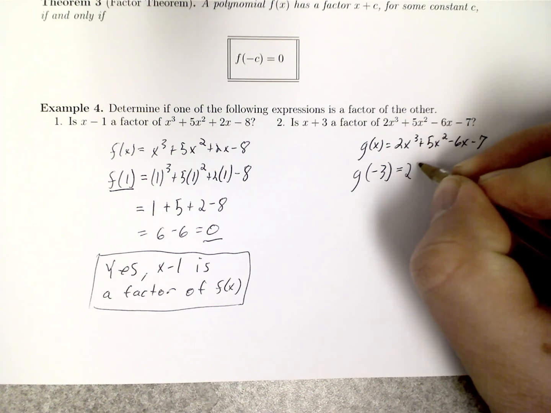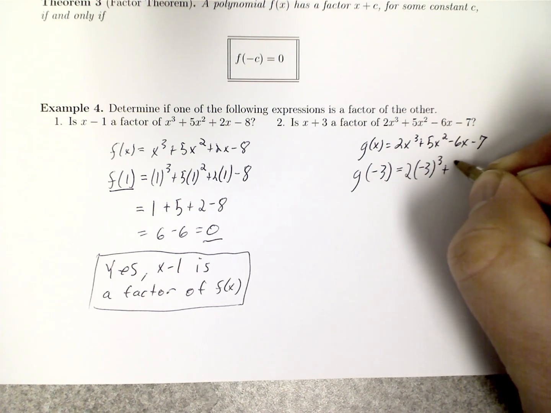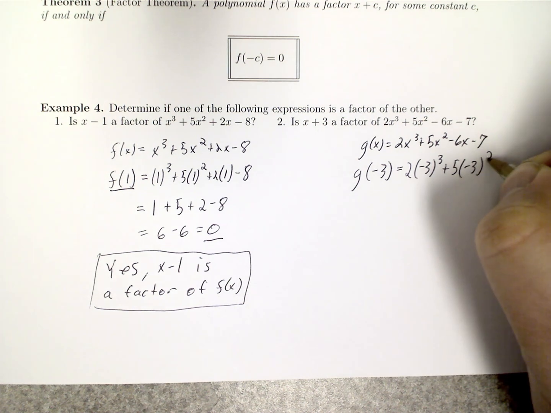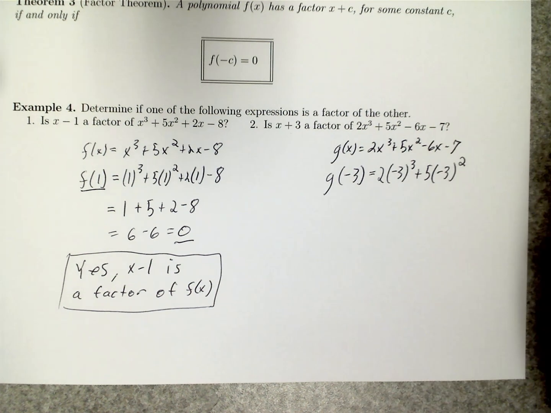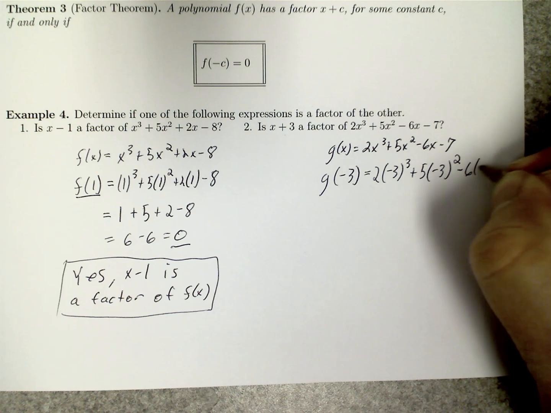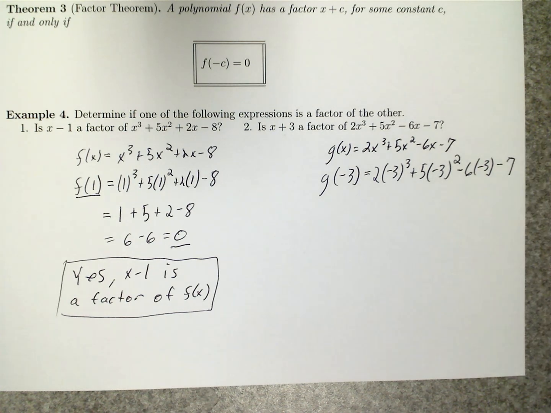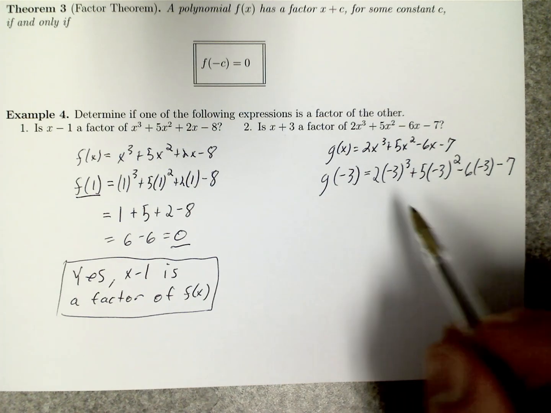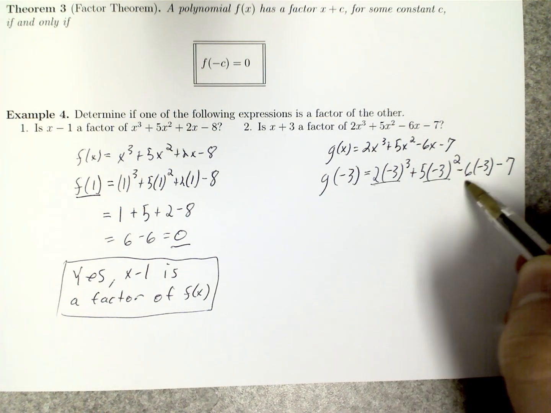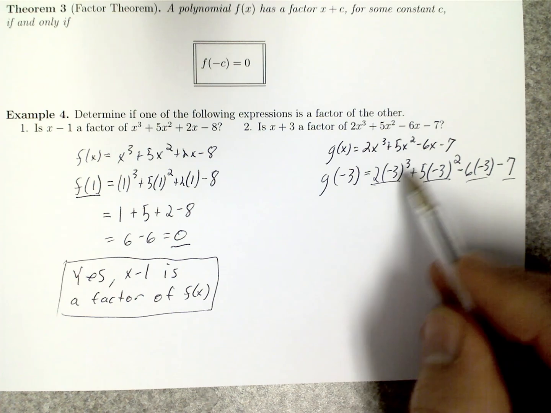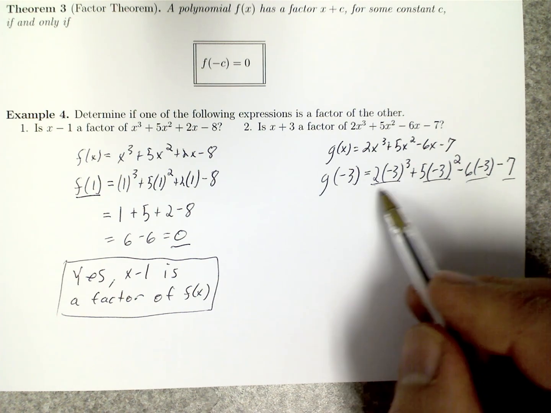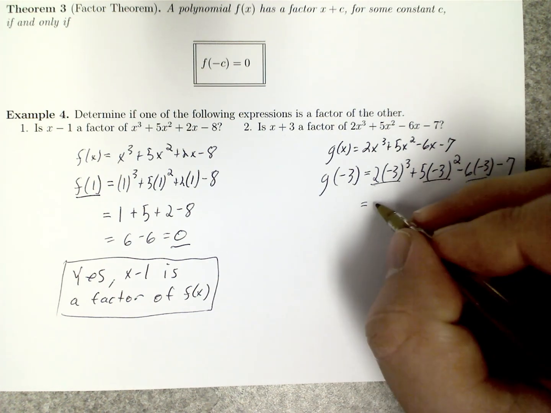But what is it? Well, it's 2 times negative 3 quantity cubed plus 5 times negative 3 squared minus 6 times negative 3 minus 7. And when we compute this, we look at each term. Negative 3 quantity cubed is negative 27, times 2 is negative 54.